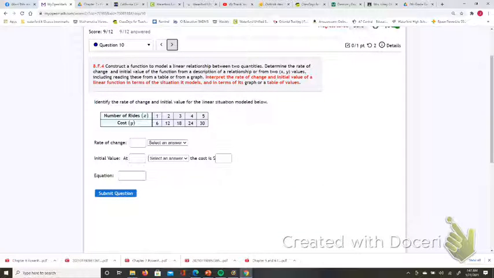Number 10. Identify the rate of change and the initial value. So this is the same question. Then we're going to write the equation. So the first thing that we do is we get our rate of change. Here they gave us X and Y. The Y's, 6 to 12, is up 6. 1 to 2 is up 1. So the Y's go up 6 and the X's go over 1. So our slope, our rate of change, is 6 divided by 1, which is 6.